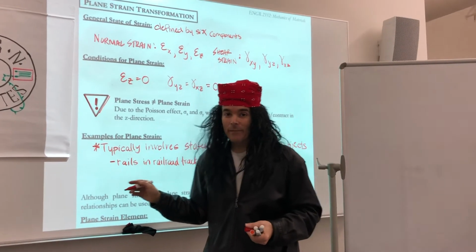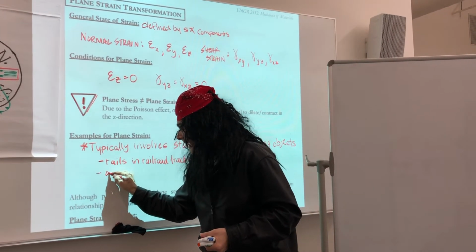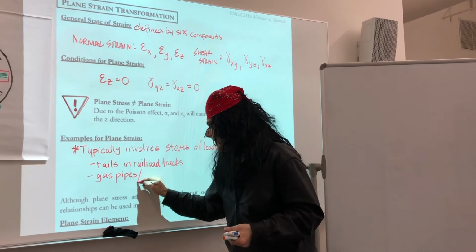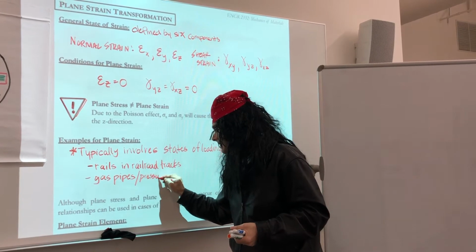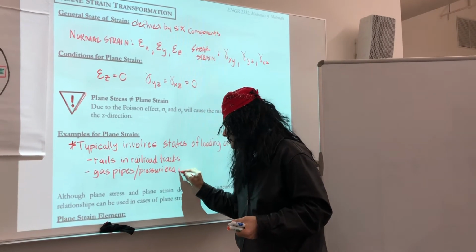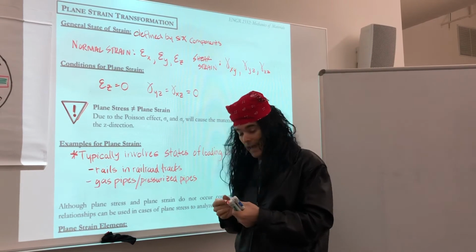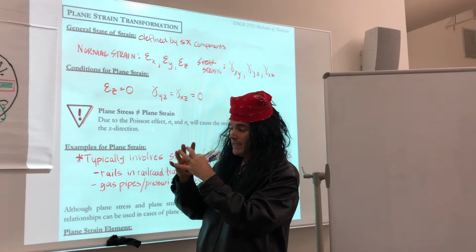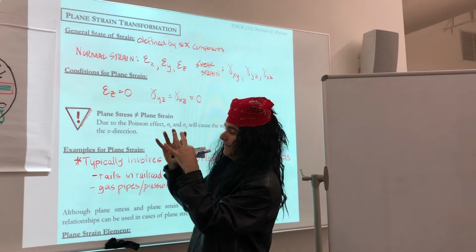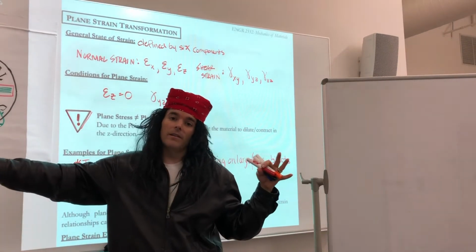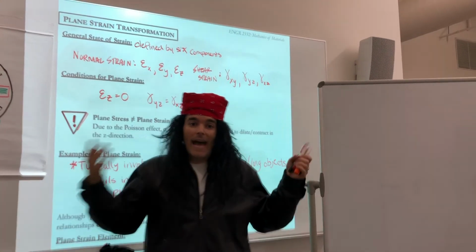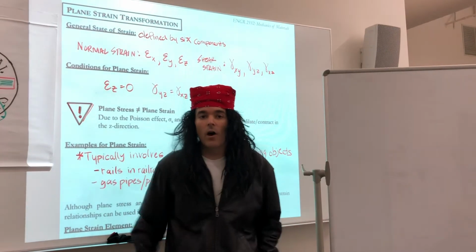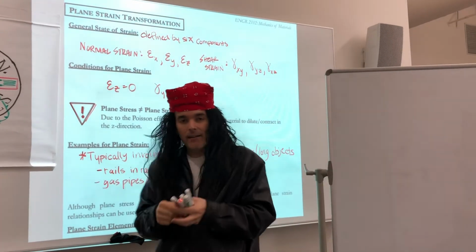Kind of similarly with this, we could consider gas pipes, or any kind of pressurized pipes that are very long, because inside the pipe they have a lot of pressure. They're going to be expanding outwards in this direction, but they really can't get longer along the length. So think about the gas line running to your house. Again, it's miles and miles long, so it can't really extend in the z direction.